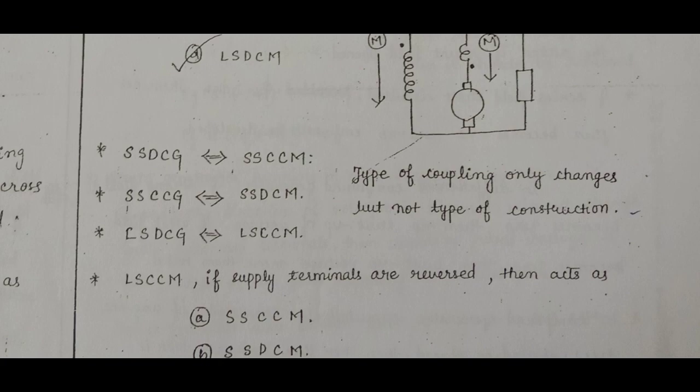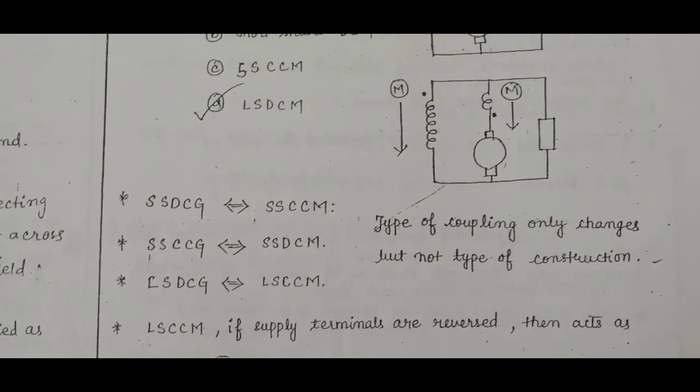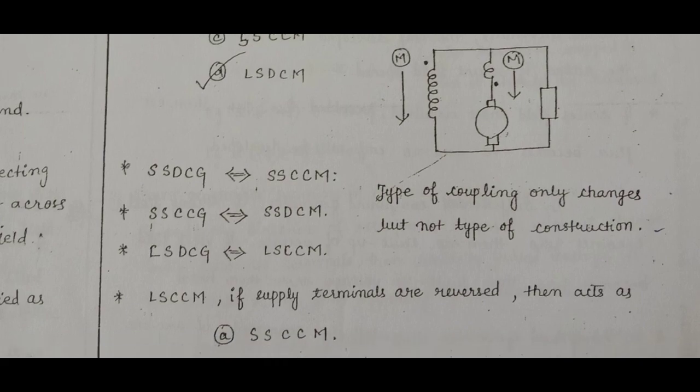If it is converted into a motor, then it acts as a short shunt cumulative compound motor. See the short shunt, and here also short shunt. In place of a differential compound generator, it acts as a cumulative compound motor, because here the field directions are not changed, the field connections are not changed, just the generator is acting as a motor.